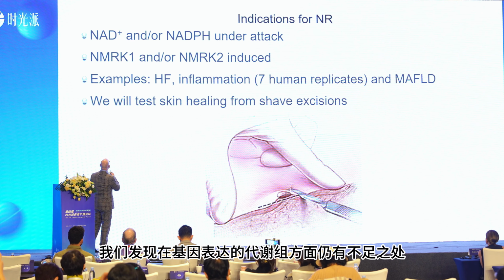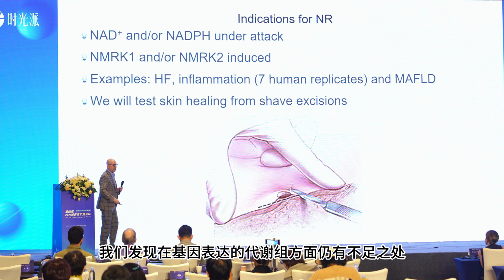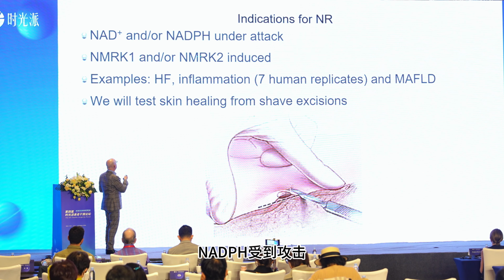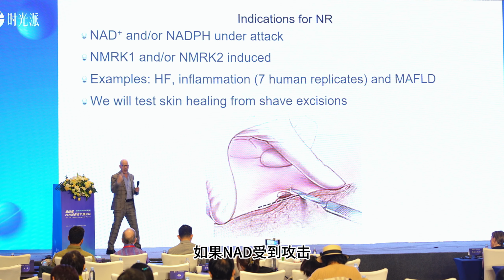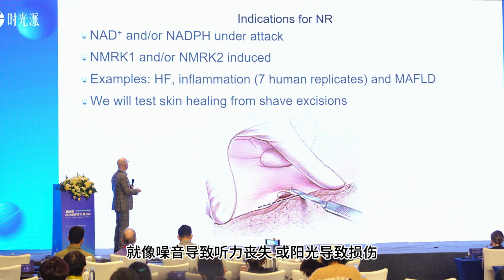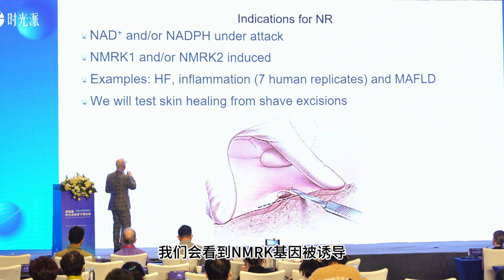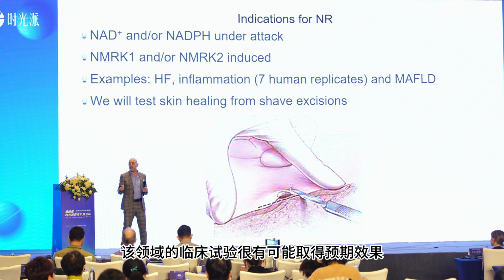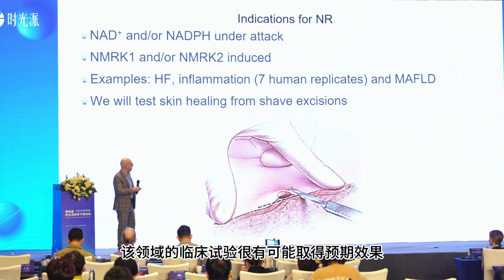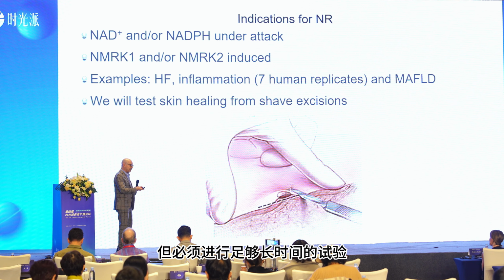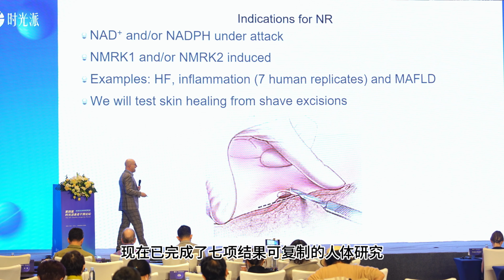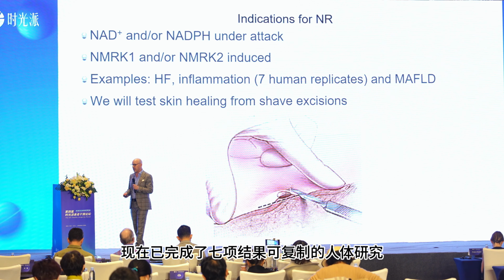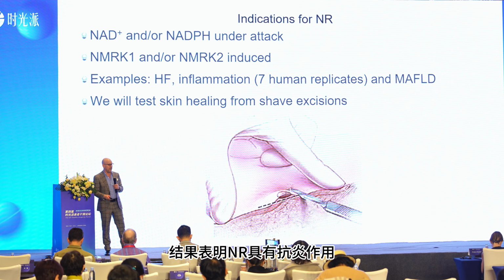We find that the metabolomics and the gene expression is our guide. So we see NADPH come under attack, like in mouse models of overnutrition and diabetes. If we see NAD come under attack, like in noise-induced hearing loss or in sun damage, and we see the nicotinamide riboside kinase genes induced, there's a very good likelihood that a clinical trial in that area could be positive, but you have to run it for sufficient time. You have to have the right patient population. So heart failure, inflammation. There are now 7 completed, replicated human studies that show anti-inflammatory effects of nicotinamide riboside.